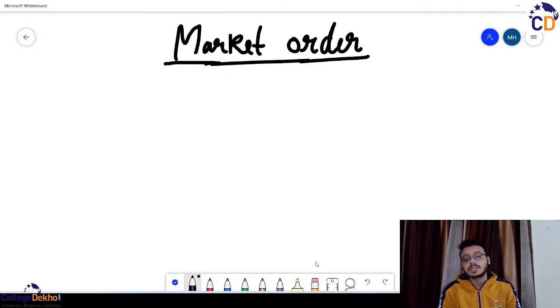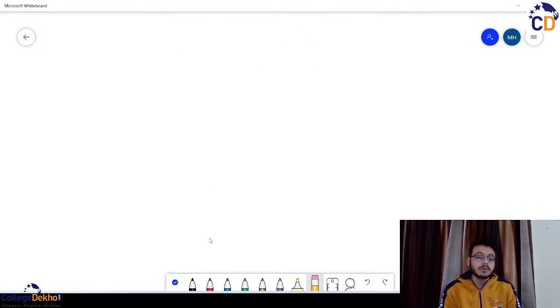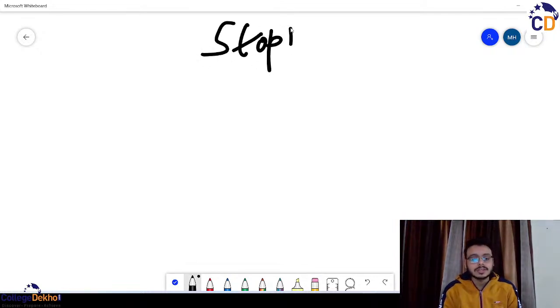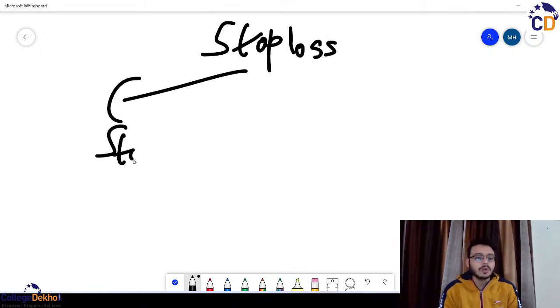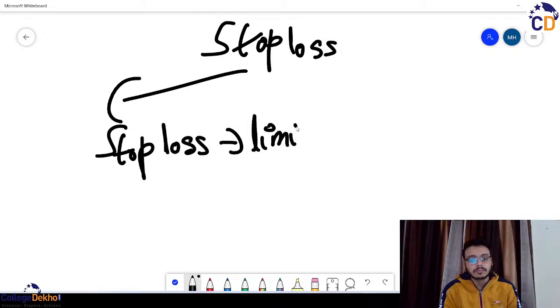Particularly, so this was your market order. Then yesterday we also talked about the stop loss. So one is a normal stop loss. एक आता है, you have that stop loss पे limit order लगता है. Stop loss limit.